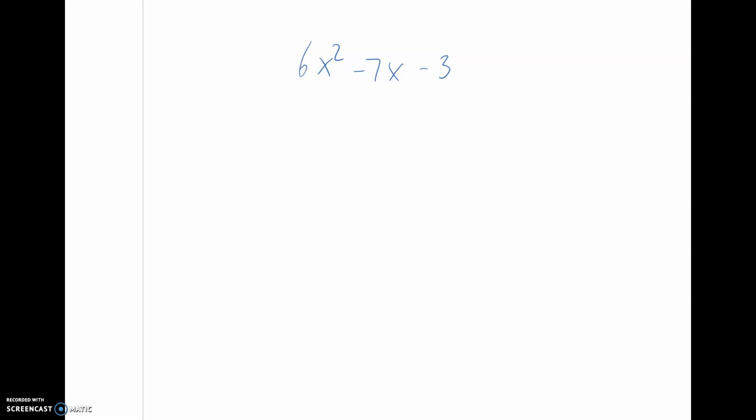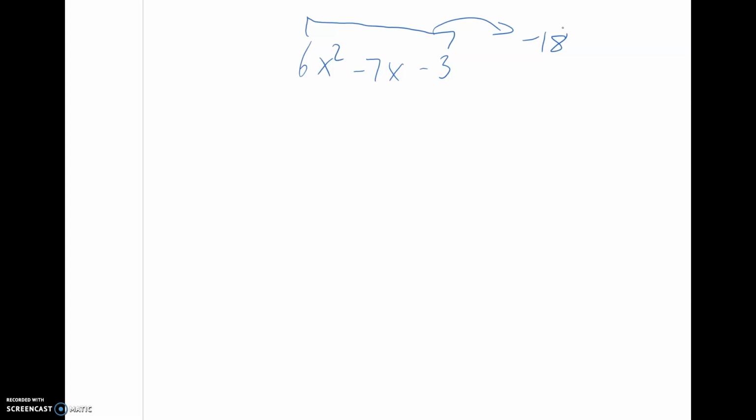All right, here's an explanation of how to use the AC method to factor a quadratic where the leading coefficient, in this case the 6, is not a 1. So you take the leading coefficient and multiply it by the constant. This gives you negative 18 in this case. So the question becomes, what are the factors of negative 18 that add together to give you negative 7?